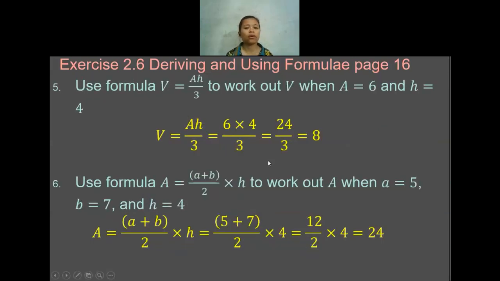Okay, for the question 5, in here we already have the formula p is equals to ah divided by 3. We have to find the value of p when the a is equals to 6 and then the h is equals to 4. We just simply substitute the value of a and h into 6 and 4. And then ah means a times h.